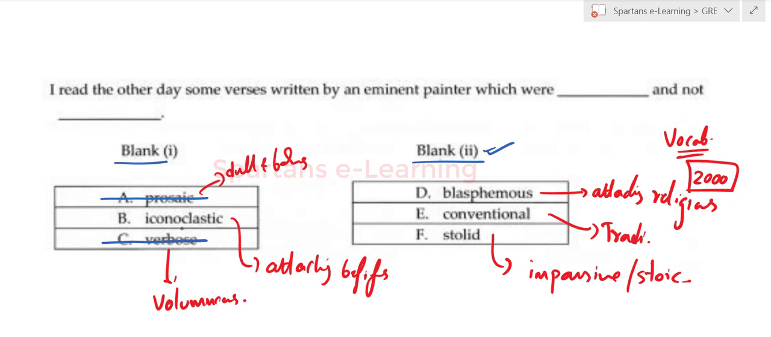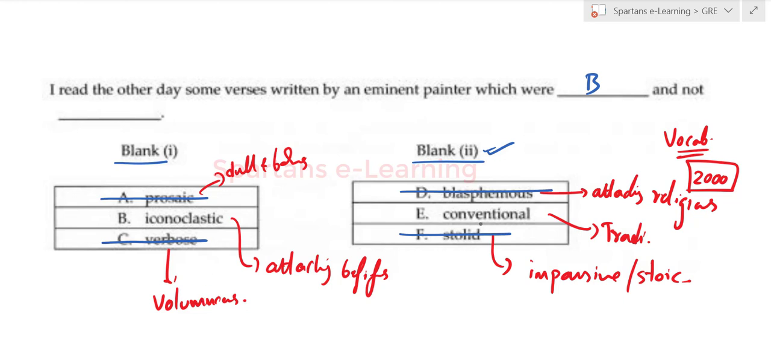Now you are left with option B, iconoclastic. So you can say your blank 1 option is B here, and now to select out of D, E, F you need to check for the opposite of iconoclastic. Here, if you see blasphemous, this is actually synonymous with B, right? So you can cancel this out. Now stolid is nothing but impassive or stoic. This is out of context when you compare it with iconoclastic, right? So stolid is nowhere related with iconoclastic, so you can cancel this out.